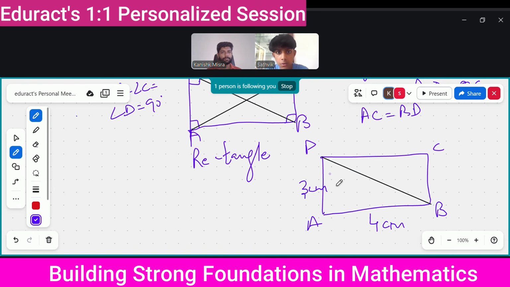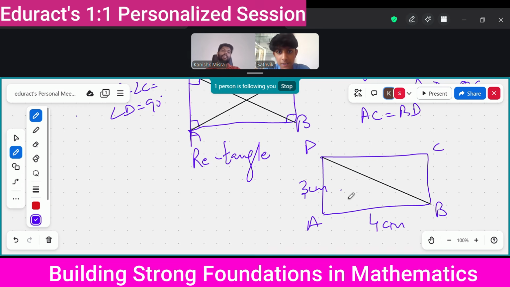Should we add them both? Okay. Sure, this is the way of finding the length of diagonal. No, I don't think so, but I just asked.